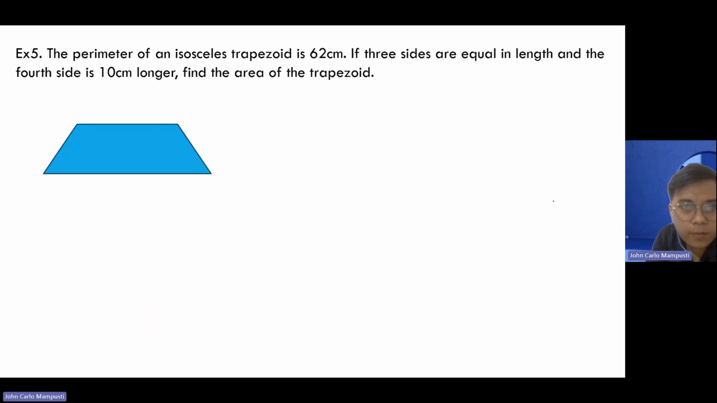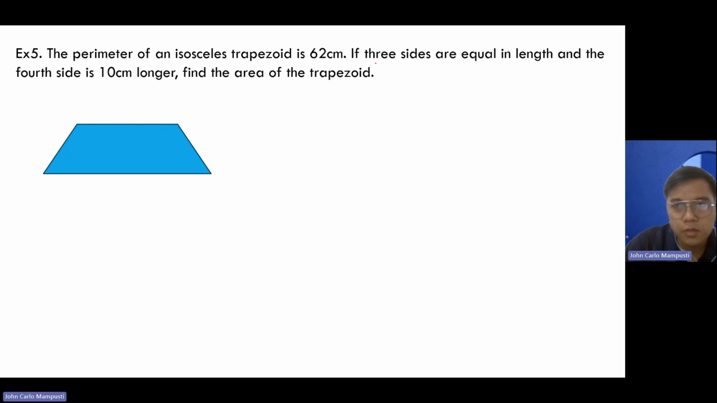Okay. So the perimeter of an isosceles trapezoid is 62 centimeters. If three sides are equal in length and the fourth side is 10 centimeters longer, find the area of the trapezoid. So as you can see, where is the longer side? Of course, it's our base 2, the one at the bottom.